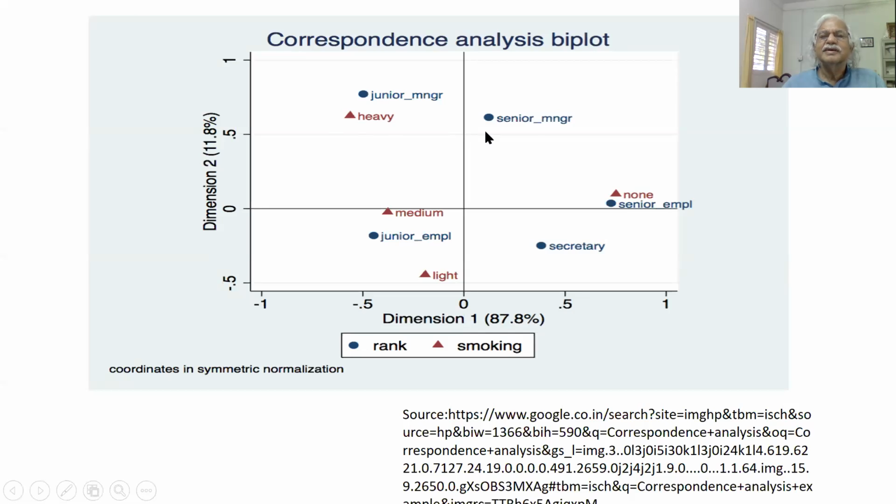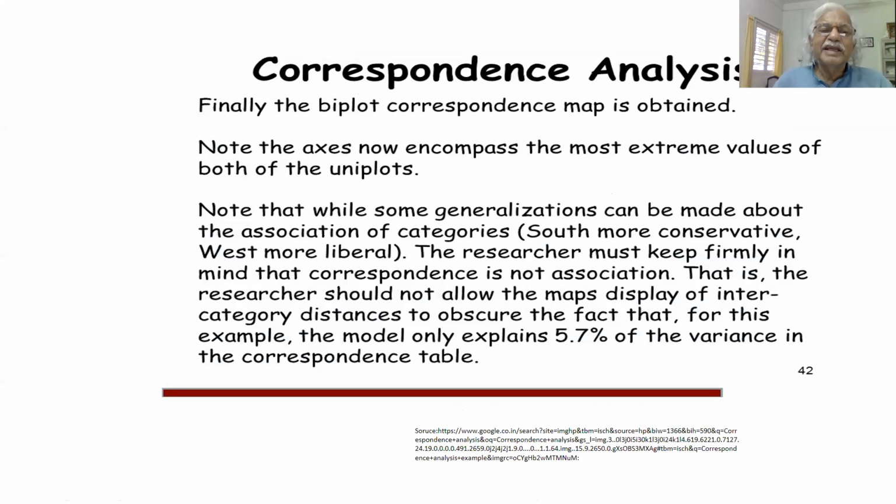This is something that shows the correspondence analysis on the basis of 2 dimensions, 1 and 2, and places different categories of officers at different places along these 2 dimensions. And then you can draw some inference. Finally, the biplot correspondence map is obtained. Note the axis now encompass the most extreme of both the uniplots.